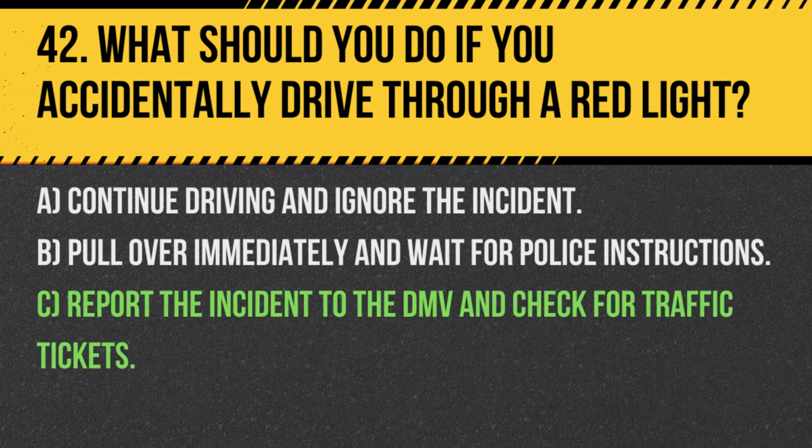Answer. C. Report the incident to the DMV and check for traffic tickets. If you accidentally run a red light, it's responsible to check for any resulting citations and address them promptly, as ignoring them could lead to additional penalties.